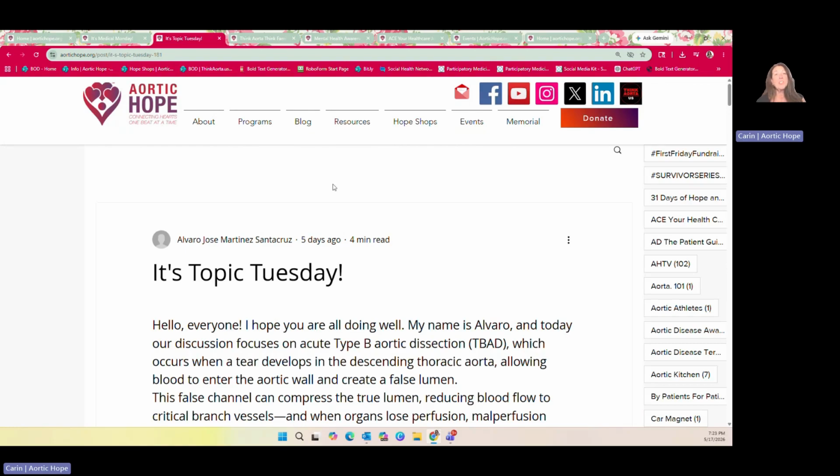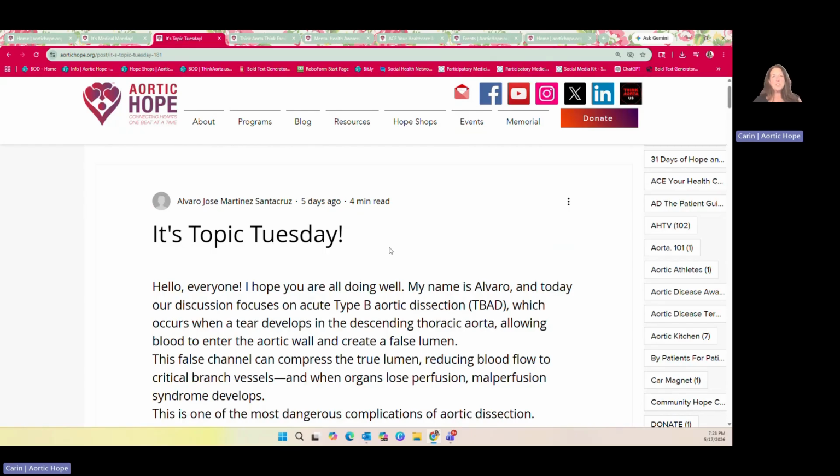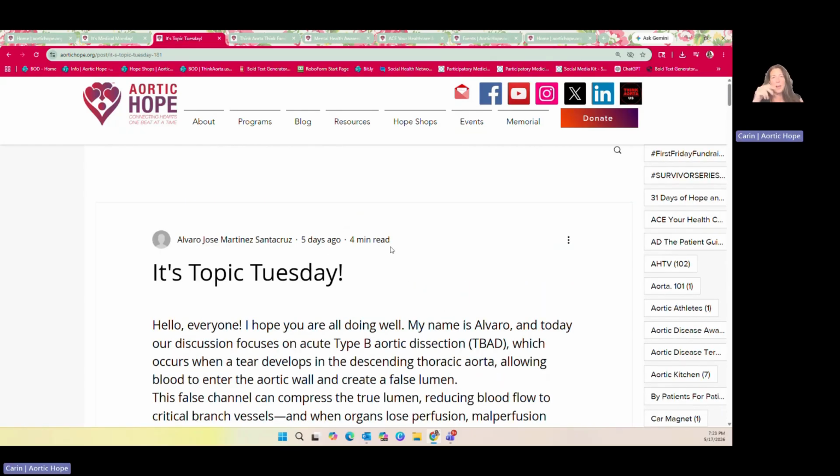Good stuff. We're moving on to Topic Tuesday, everybody. I think we've got some pictures in there. Alvaro did a great job on this. This is talking about your type B. So A, ascending, B, descending, right?